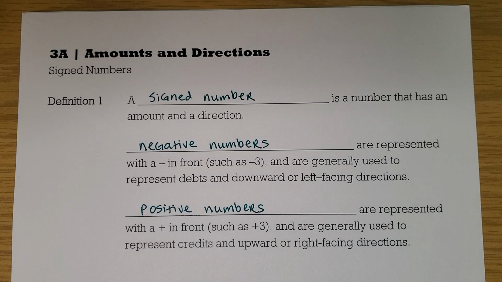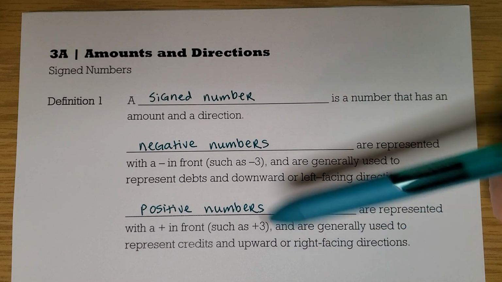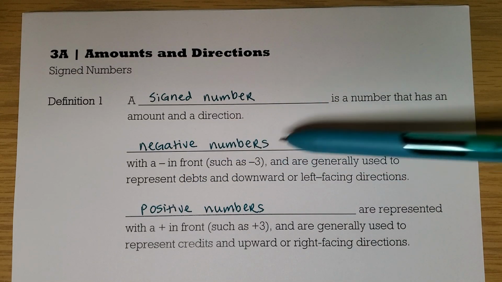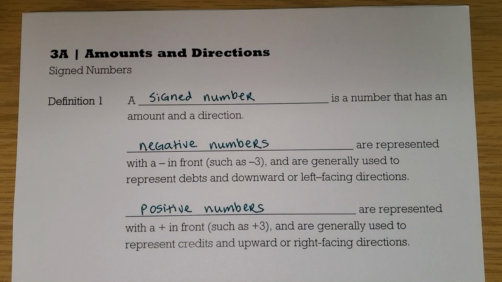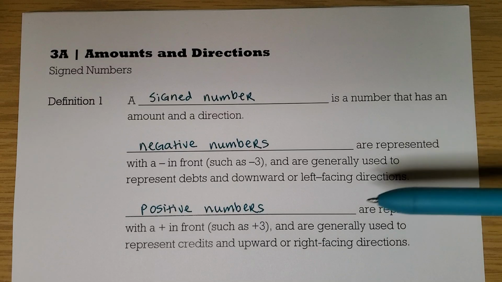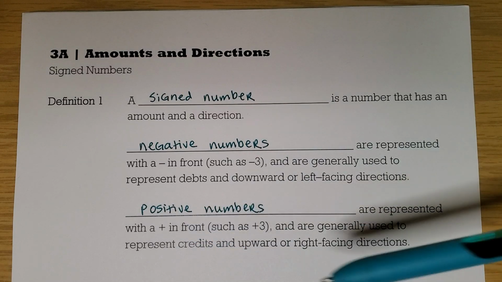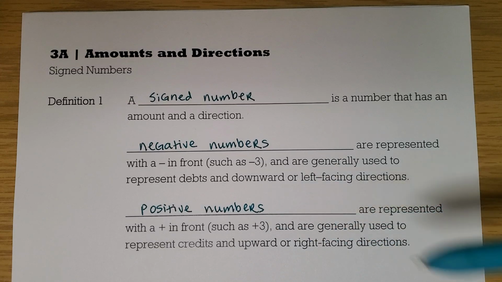So speaking of negatives, negative numbers are represented with a minus or a negative sign in front, like -3. And usually they're used to represent debt, so owing people money, or a downward or left-facing direction. Meanwhile, positive numbers are represented with a plus sign in front of them, such as a +3 here. And these are usually used to represent credits, like if you make a deposit in the bank that would be a positive amount, and upward or right-facing directions.